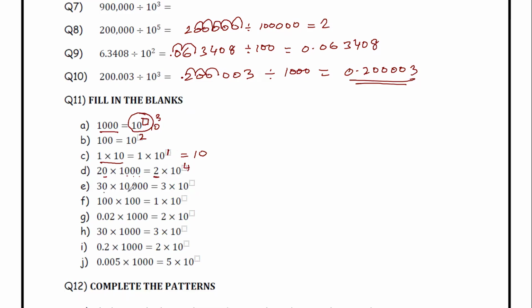You got 1, 2, 3, 4, 5 zeros. So it's 3 into 10 to the power 5. Yeah. That's 100 into 100. That's 10,000. So that's 10 to the power 4.